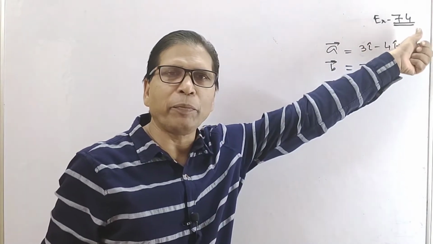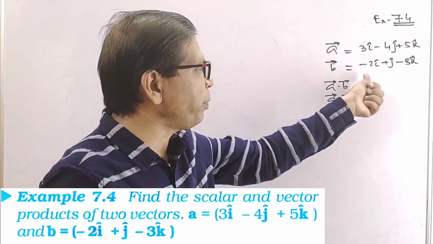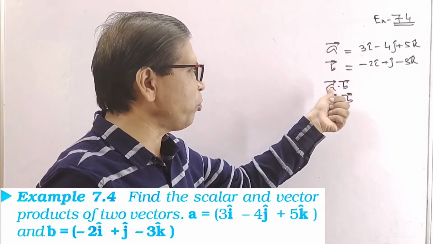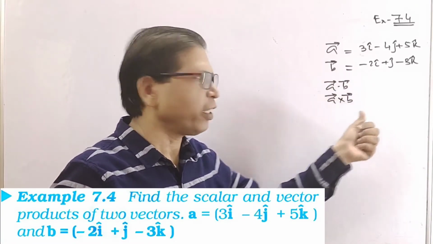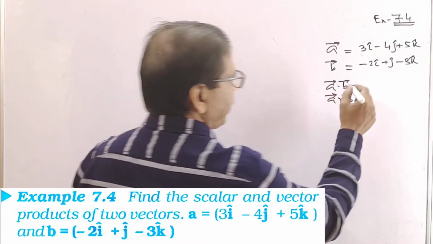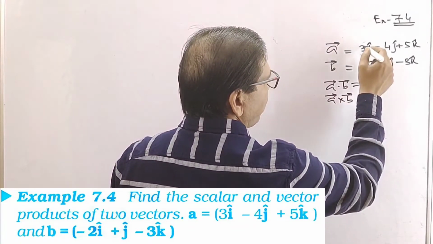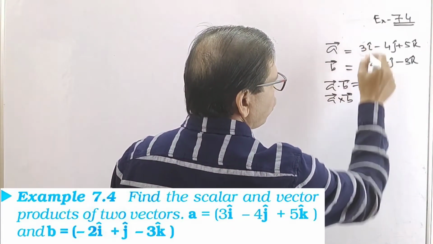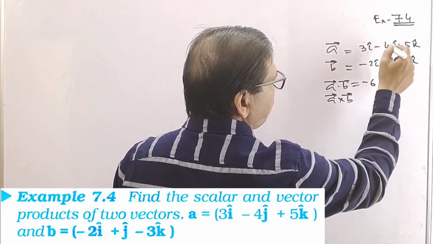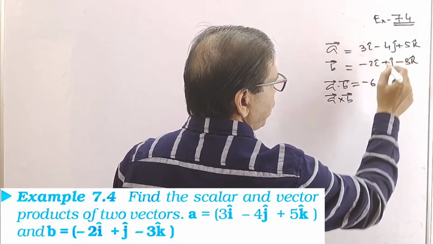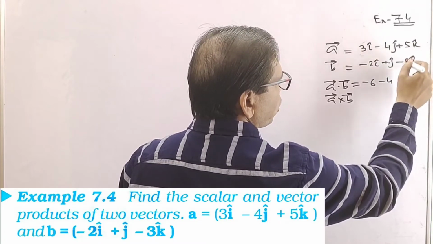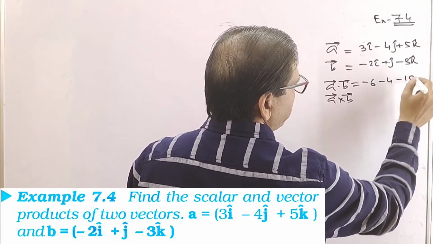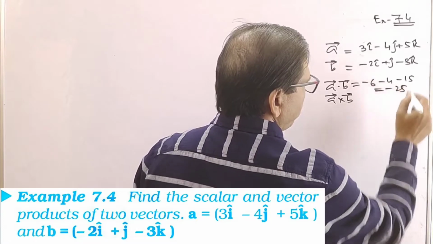Now next. Now example 7.4. Here A vector and B vector are given. We have to calculate A vector dot B vector and A vector cross B vector. Now A vector dot B vector, look at this, the coefficient of i into coefficient of i, so this is minus 6. Coefficient of j into coefficient of j, so this is minus 4. And coefficient of k into coefficient of k, so this is minus 15. So this is minus 25.